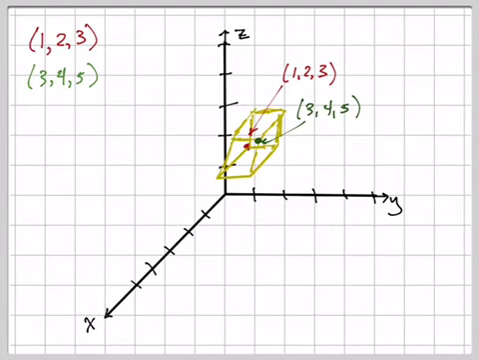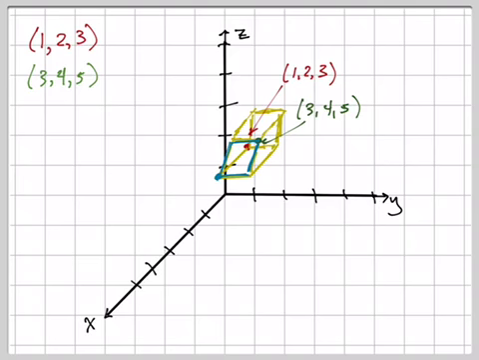Alright, so we've got these two given points in a 3D plane, and they want us to find the other points. So let's see how you do this. One of the tricks is to draw it correctly. So this blue point right here is going to be on the same plane. That plane right there is parallel to the yz plane.